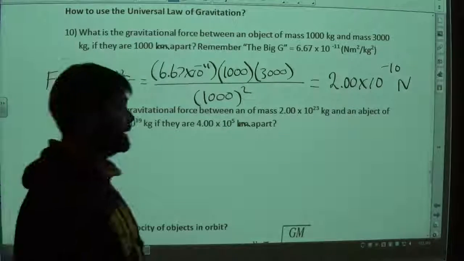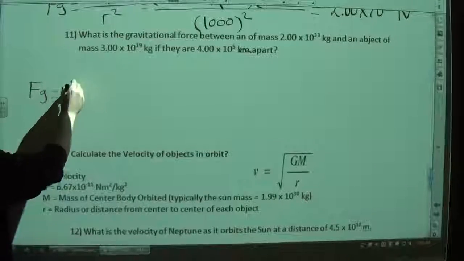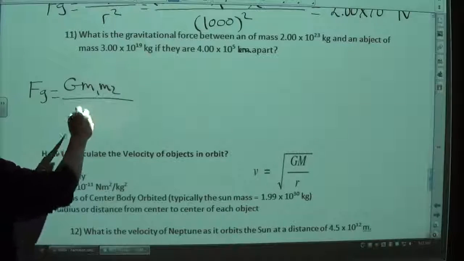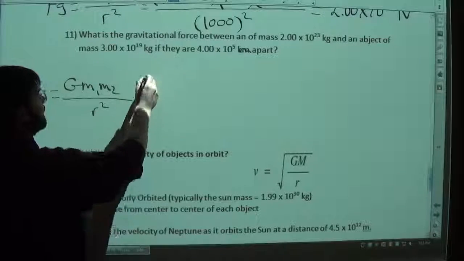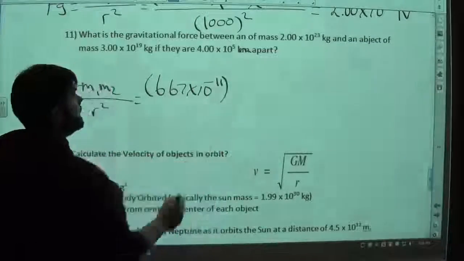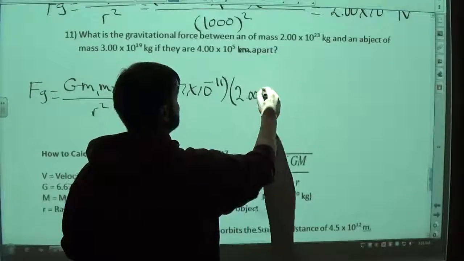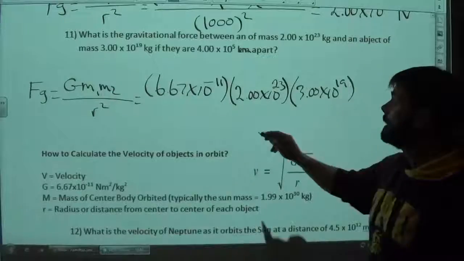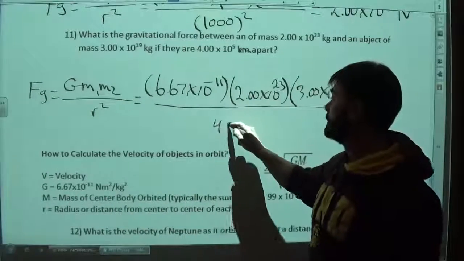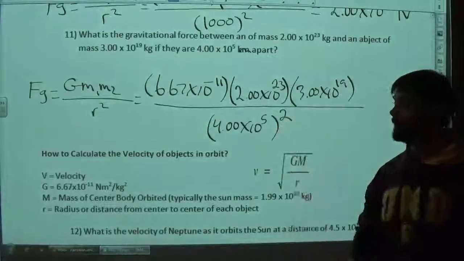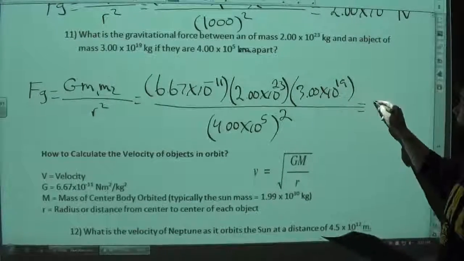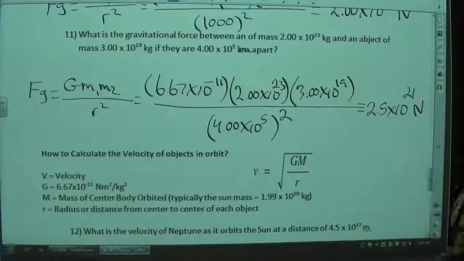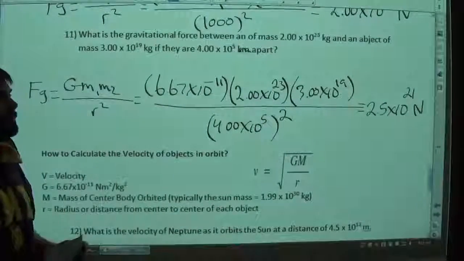For example, number 11, so again, we'll list our equation. F of g is equal to the gravitational constant times mass 1, mass 2, so our two separate planets here, and then divided by their distance squared. So let's plug in the values that we get. The results I get for this are 2.5 times 10 to the 21st newtons. So this is a much, much larger force than the one we had in the previous problem.